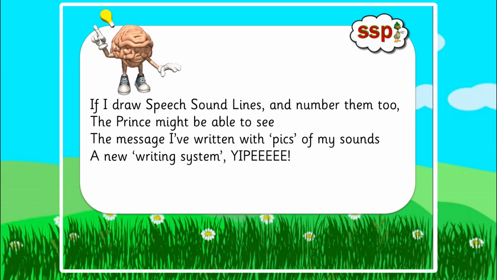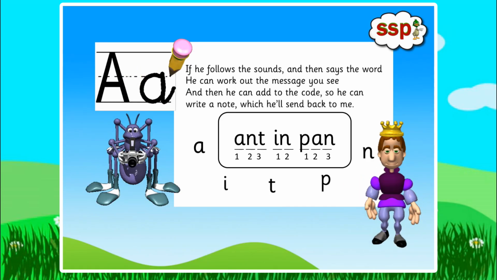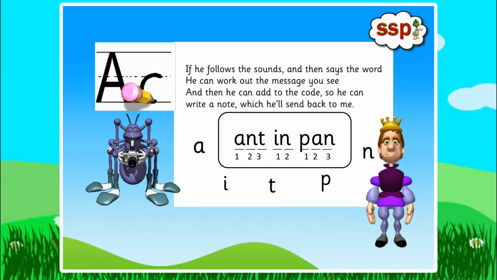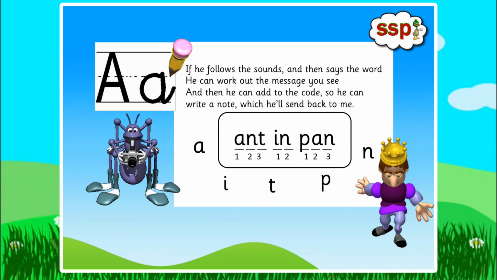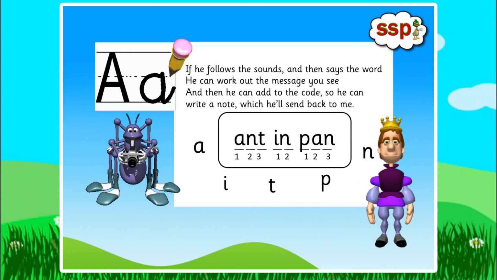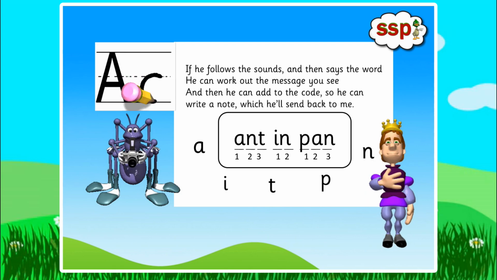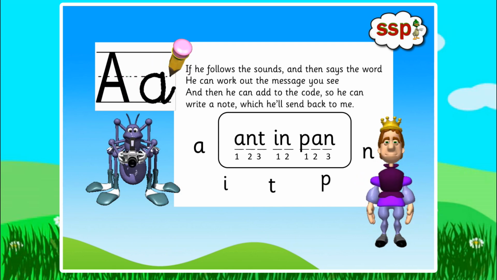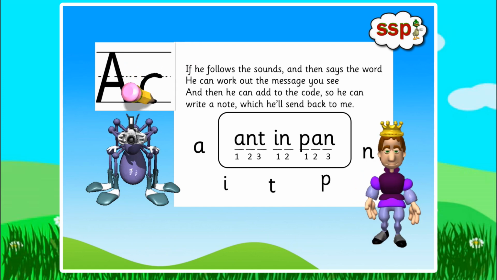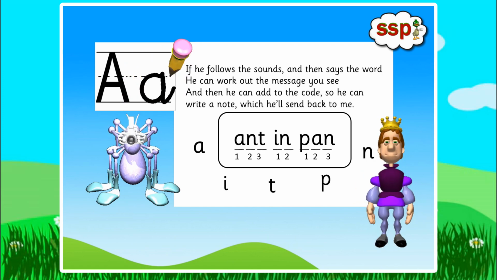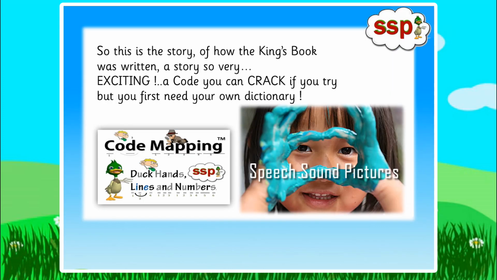Yippee! His brain is on fire. If he follows the sounds and then says the word, he can work out the message, you see, and then he can add to the code so he can write a note which he'll send back to me. Oh, how exciting. Ant in pan. So this is the story of how the King's Book was written, a story so very exciting.